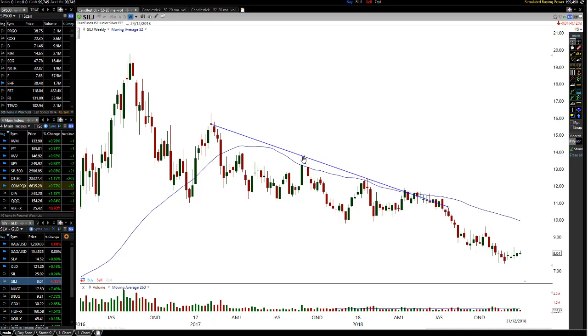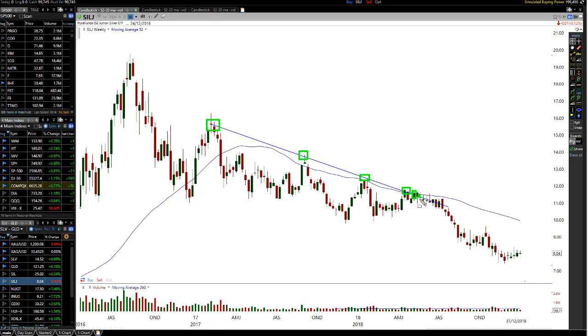You can see I've used the wick this time, but you've got to basically play around with it. As you can see, this point through there definitely rejected at that point. See how we rejected through there? And remember, this is a weekly chart that we're looking at here.